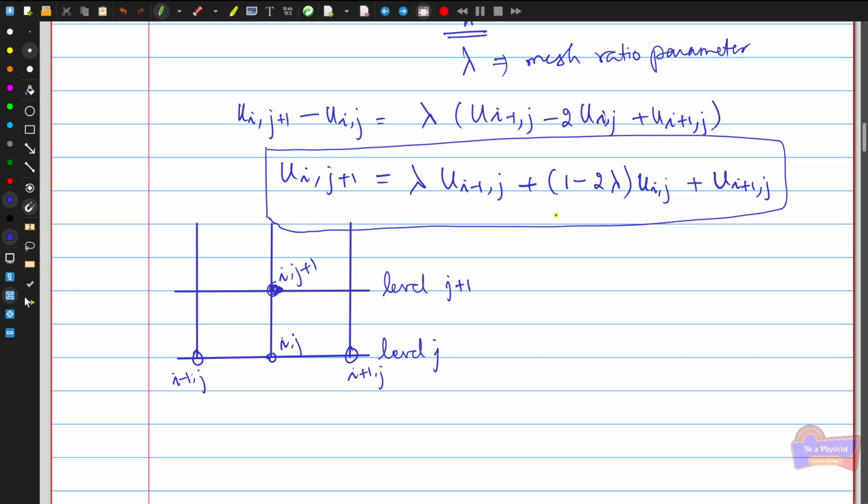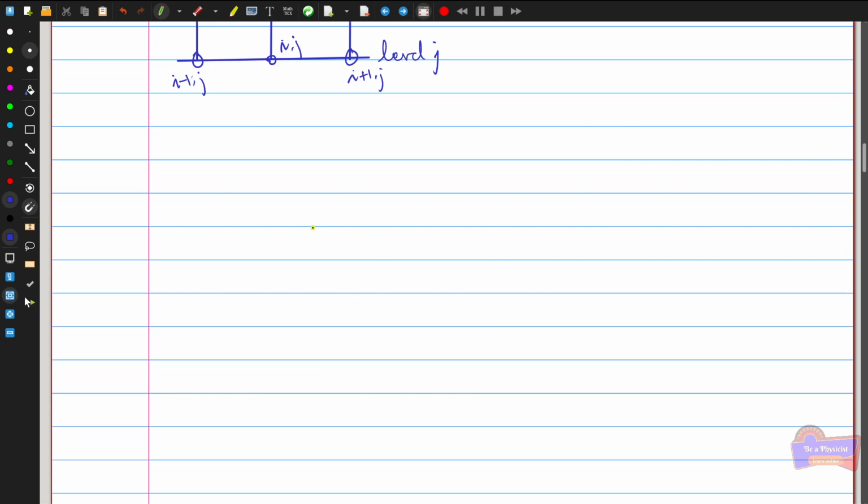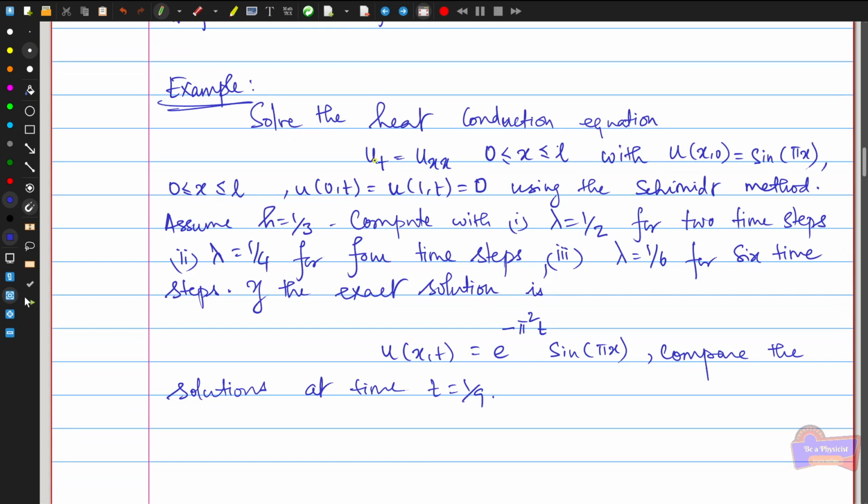using this Schmidt formula. Now I am going to solve the heat conduction equation using the Schmidt method, and I will explain one example problem. The problem is to solve the heat conduction equation u of t equals u of xx, with x ranging from 0 to L, and u of x comma 0 equal to sine of pi x, where x again runs from 0 to L. The boundary conditions are given as u of 0 comma t and u of 1 comma t equal to 0, using the Schmidt method.